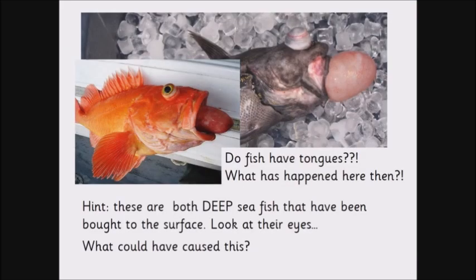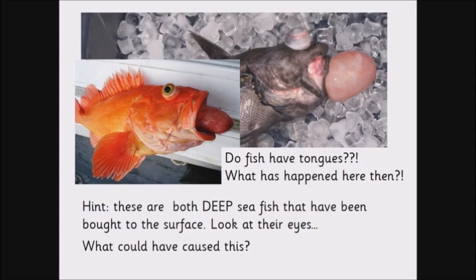So first up, quite a strange picture I know to choose. If you have a look at these fish, what on earth has happened? Do fish have tongues? I don't think so. So what's happened here then? The clue is that these are both deep sea fish, so their natural habitat is at the bottom of significantly deep water. So something's happened and they've been brought to the surface. So what on earth has happened?